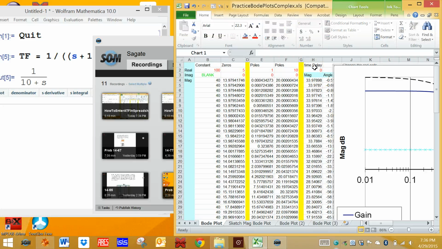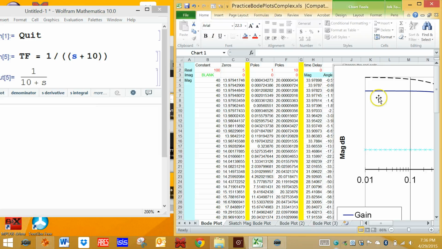Okay, now that you know how to enter transfer functions into the spreadsheet, I'm going to show you how to look at the plot and identify what the transfer function is. What I would suggest that you do to practice for the final exam is to work with somebody who will make up a transfer function, type it into the spreadsheet, and then have you identify what the transfer function is.